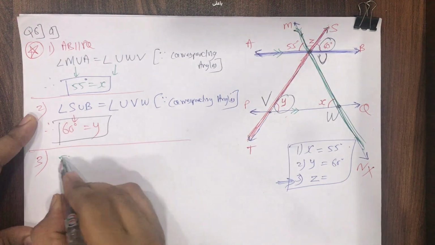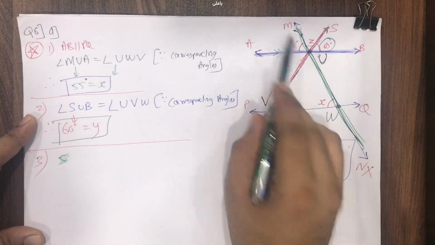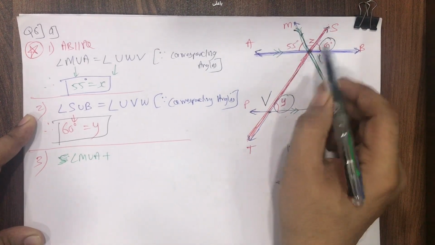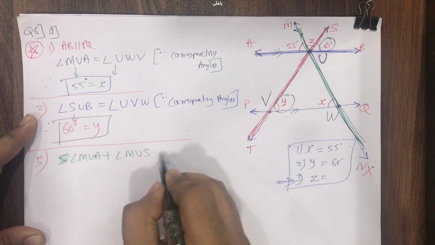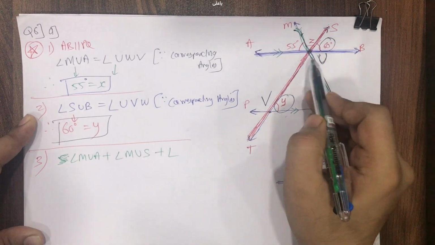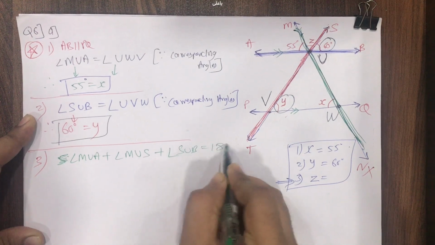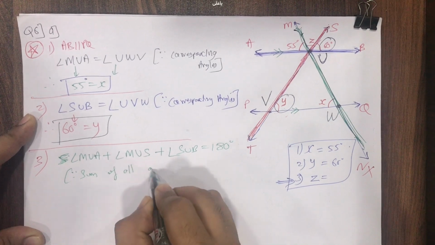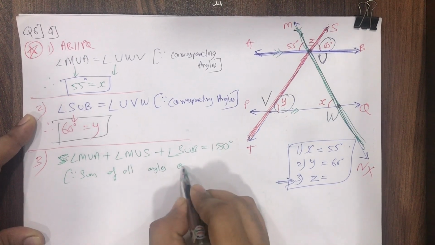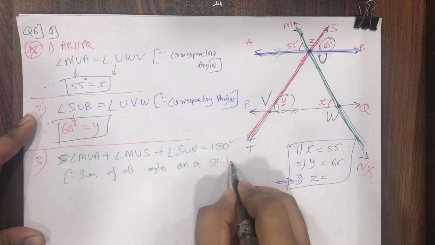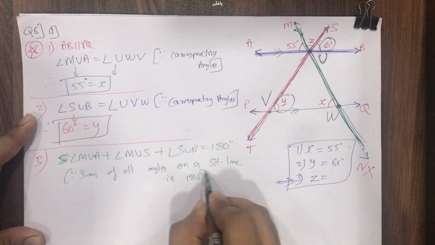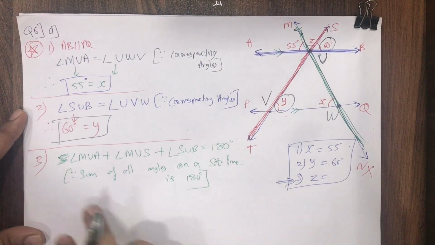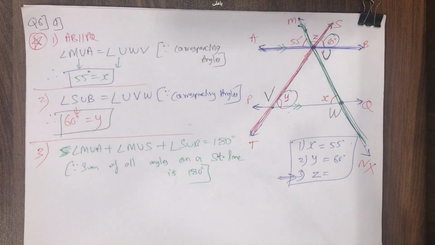Okay, let me write the name of the angles first, please. What's the name of this angle? MUA. Angle MUA plus name of this angle MUS plus SUB is equal to 180 degree. Reason will be sum of all angles on a straight line is 180 degree. I have written ST dot for representing a straight line. Sum of all angles on a straight line is equal to 180 degree.